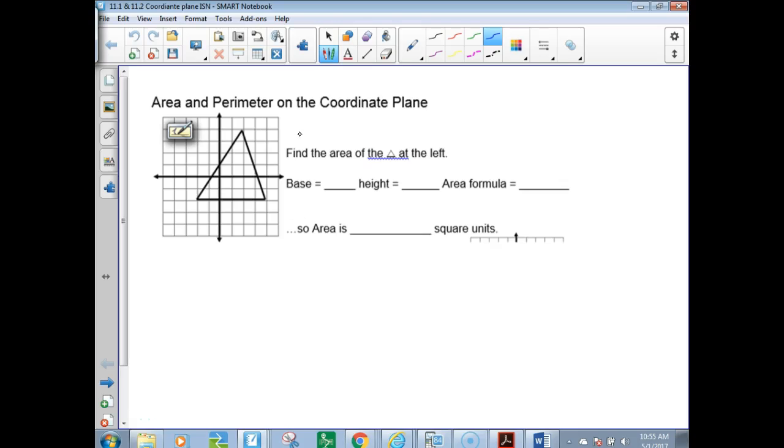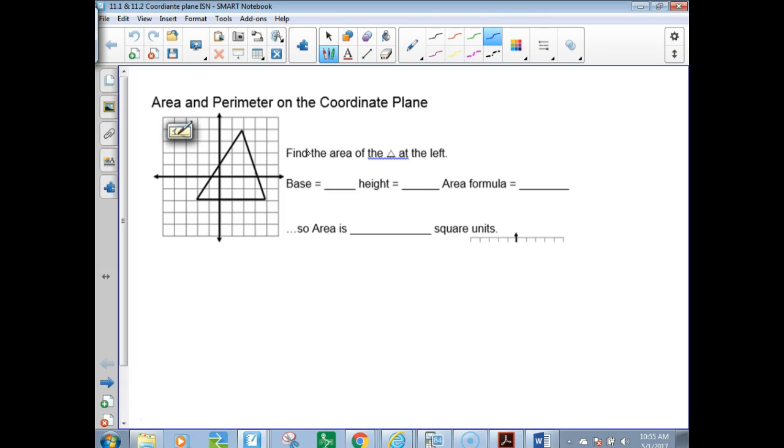All right, so we're going to do our ISN for the coordinate plane for sections 11.1 and 11.2. Today we'll be doing the packet, and then tomorrow I will give you the opportunity to answer questions on that and on 11.2. And then we'll be doing a review and having a quiz on Wednesday.